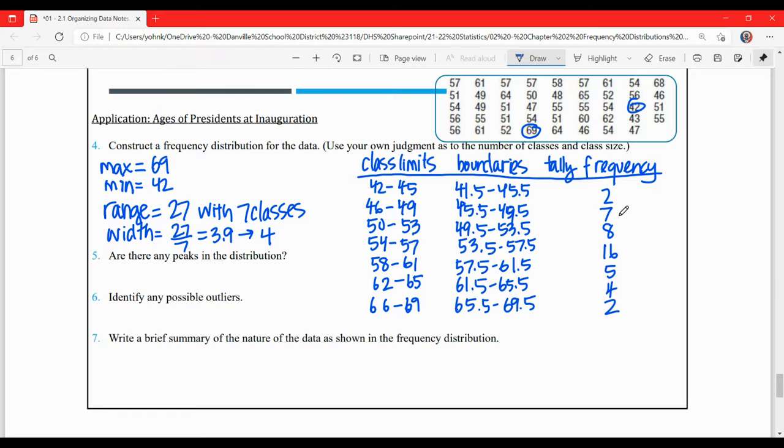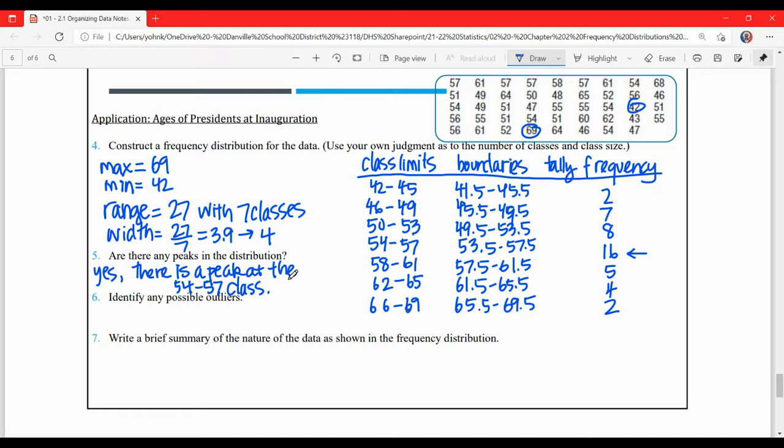Are there any peaks in the distribution? Well, yeah, it looks like there's a peak here at this 16. So we can say, yes, there is a peak at the 54 to 57 class.